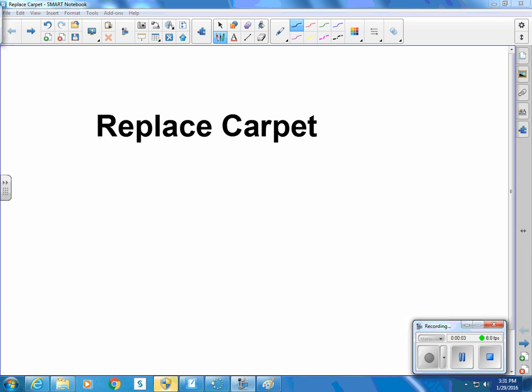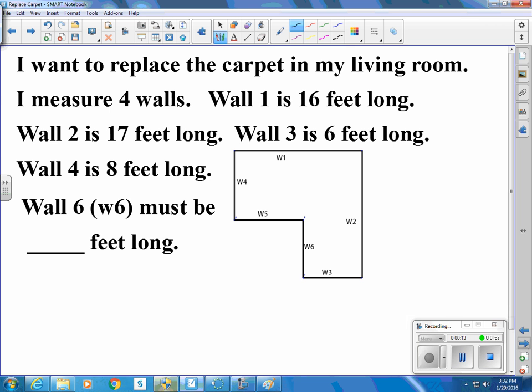This video clip explains how to do the calculations to calculate the cost of the carpet, just the material, if you provide the labor for replacing your carpet. So I want to replace the carpet in my living room.